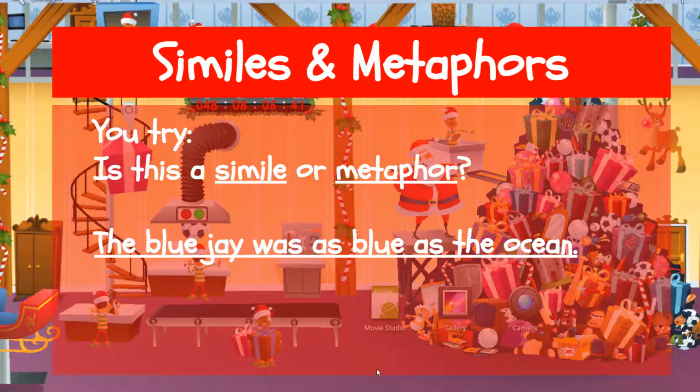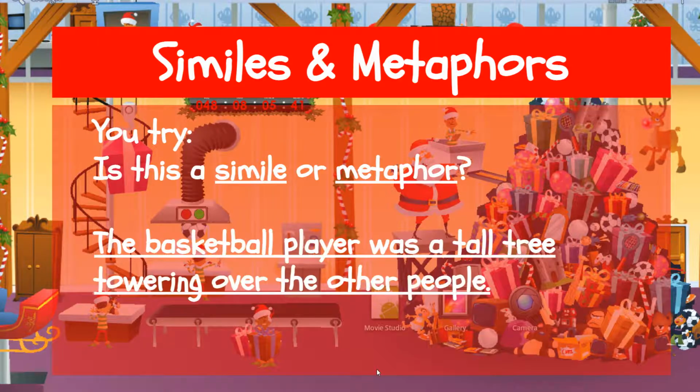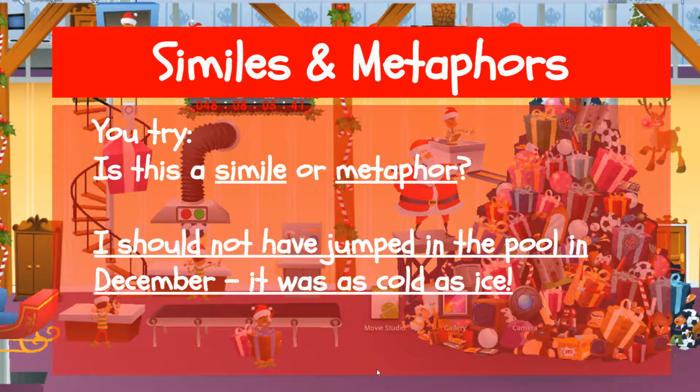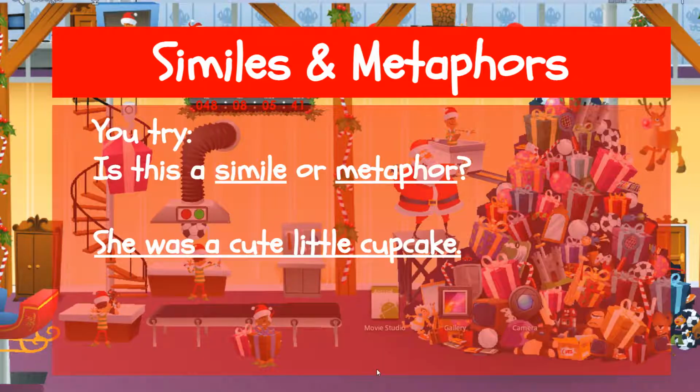Now you try. We're going to practice distinguishing between a simile and a metaphor. Tell me, is this a simile or a metaphor? The blue jay was as blue as the ocean. How about this? Is this a simile or a metaphor? The basketball player was a tall tree towering over the other people. Is this a simile or a metaphor? I should not have jumped in the pool in December. It was as cold as ice. Is this a simile or a metaphor? She was a cute little cupcake.